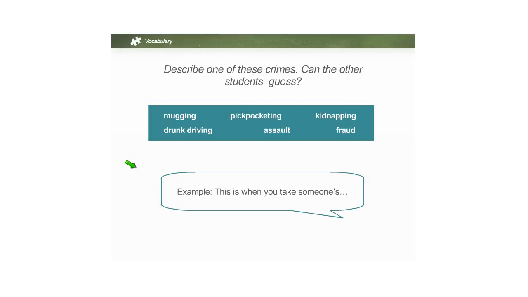Pickpocketing is when a thief takes another person's money from his pocket when the person is under awareness. Okay, absolutely. So this is when a person takes a person's wallet from their pocket without them being aware of it. Excellent. Kidnapping. Who can do kidnapping for us? So how would you describe kidnapping to someone? Carrie?